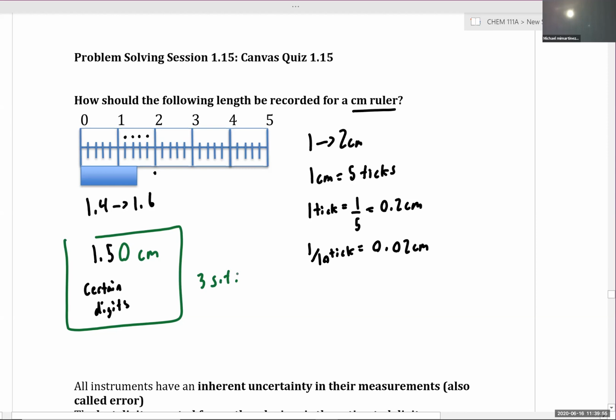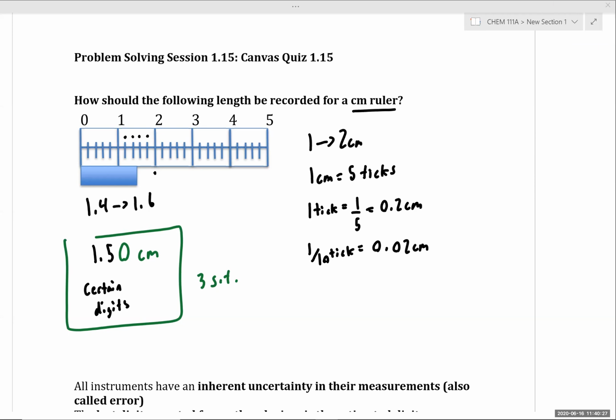Now, of course, there's going to be some variability in your measurement. So it can be anywhere from about 1.46 all the way up to 1.56 roughly. So if your number is slightly different, nothing wrong with that. You just want to make sure your certain digits are clearly indicated and your estimated digits are clearly indicated.